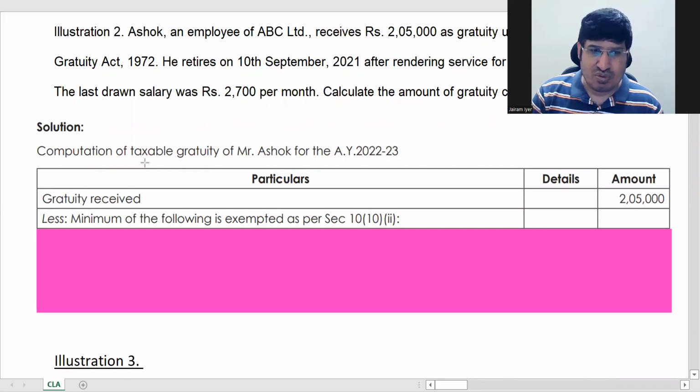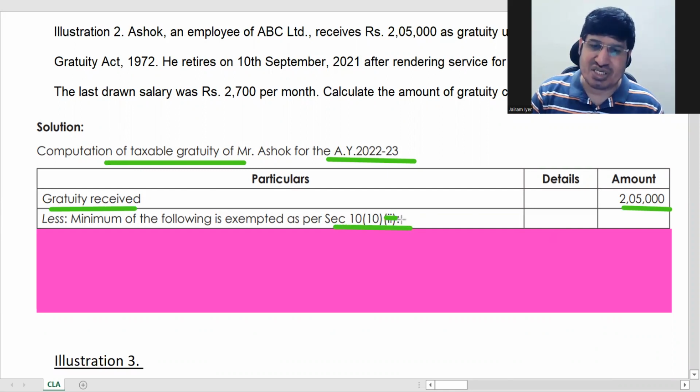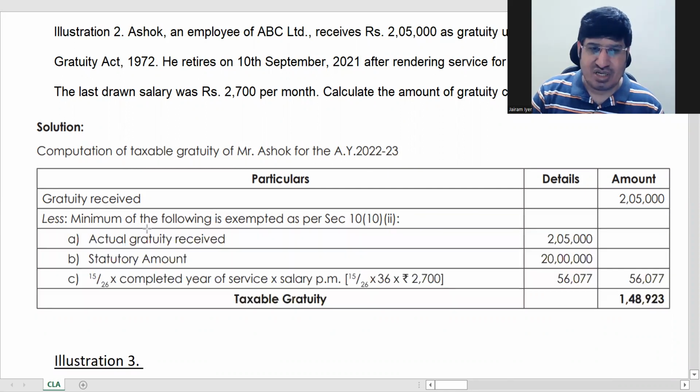So first, how you have to see computation of taxable gratuity for the assessment year, just write that. Start with whatever gratuity received, because from whatever is received, the exempted part will be deducted and you will get the taxable gratuity. And what is exempted under section 10(10), you don't need to write the subsection. Here, least of the following is exempted. One is actual gratuity received, which is 2,05,000.